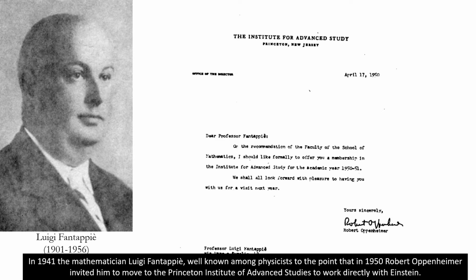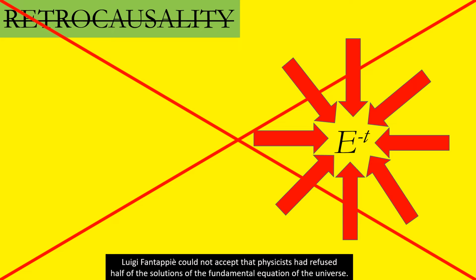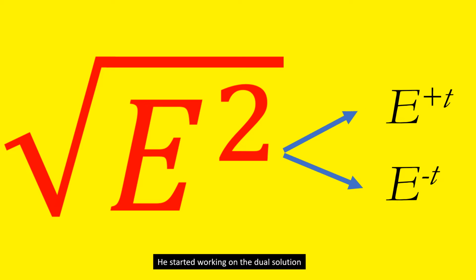In 1941, the mathematician Luigi Fantappiè, well known among physicists to the point that in 1950 Robert Oppenheimer invited him to move to the Princeton Institute for Advanced Study to work directly with Einstein. Luigi Fantappiè could not accept that physicists had refused half of the solutions of the fundamental equation of the universe. He started working on the dual solution.